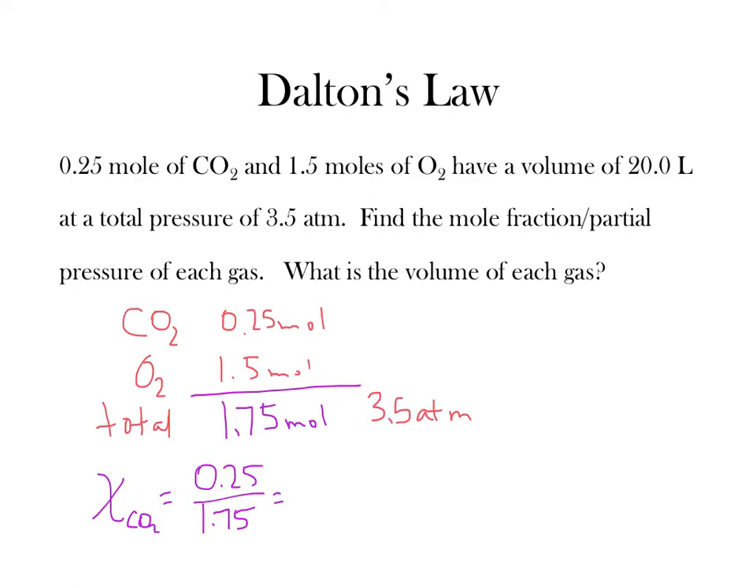And you get 0.143. Essentially, that's trying to tell us that 14.3% of the moles of the gas are carbon dioxide. And so, because 14.3% of the moles of the gas are carbon dioxide, 14.3% of the atmospheres, the 3.5 total, is carbon dioxide. So if I wanted to figure out what the pressure was of the carbon dioxide individually, that would be something like this.